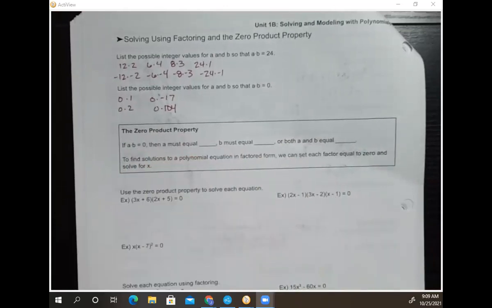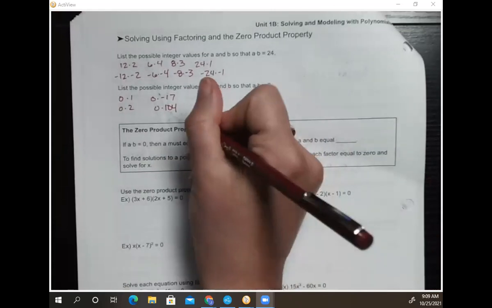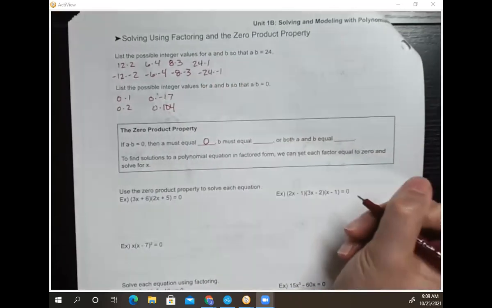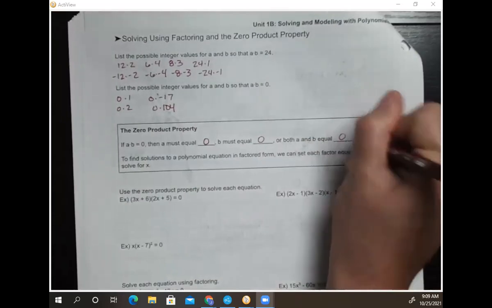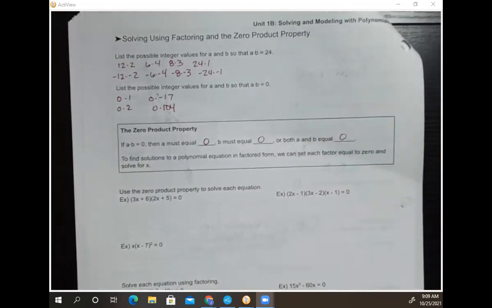If we've got two numbers and they multiply together to give me 0, or if I've got a whole big list of numbers that multiply together to give me 0, then either A has to be 0, B has to be 0, or they're both 0. If I multiply some stuff and I get 0, at least one of those things that I multiplied has to be 0. Does that make sense?